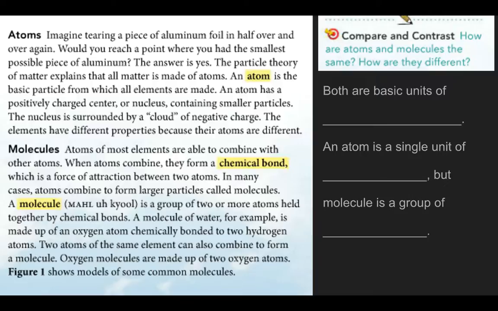Molecules. Atoms from most elements are able to combine with other atoms. When atoms combine, they form a chemical bond, which is a force of attraction between two atoms. In many cases, atoms combine to form larger particles called molecules. A molecule is a group of two or more atoms held together by chemical bonds. A molecule of water, for example, is made up of an oxygen atom chemically bonded to two hydrogen atoms. Two atoms of the same element can also combine to form a molecule. Oxygen molecules are made up of two oxygen atoms, shown in Figure 1.